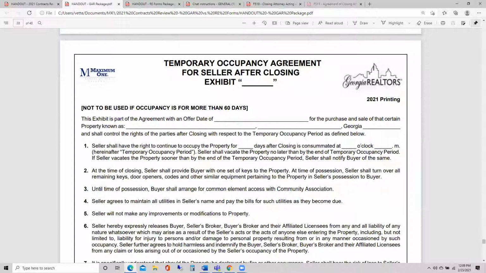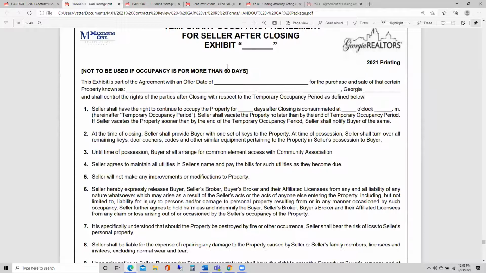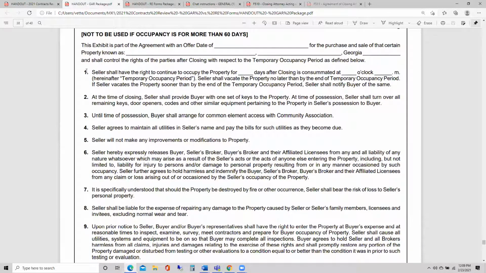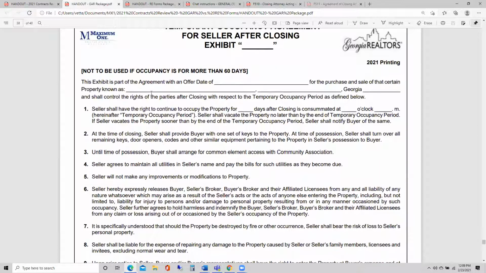So this is the GAR temporary occupancy agreement for the seller after closing. And you have the offer date, the property address. This says the seller, so the seller says, look, I'll sell you my house, but I don't want to vacate the house day of closing because it might not close on time, and so forth and so on. I want to stay in the house for a few days after closing. So the buyer says, okay, I will do that, but not without an agreement.